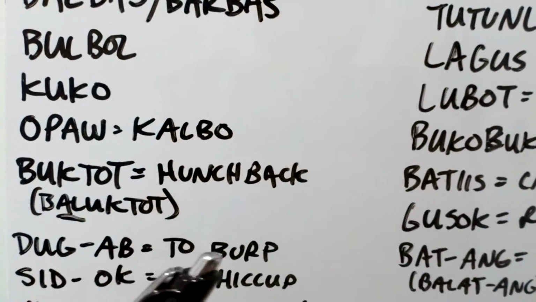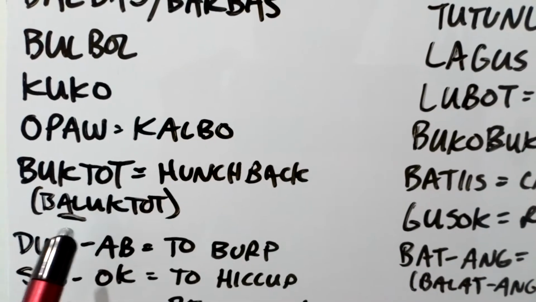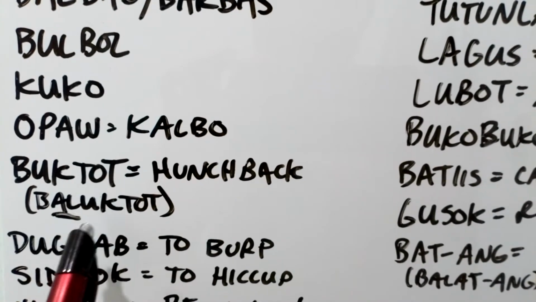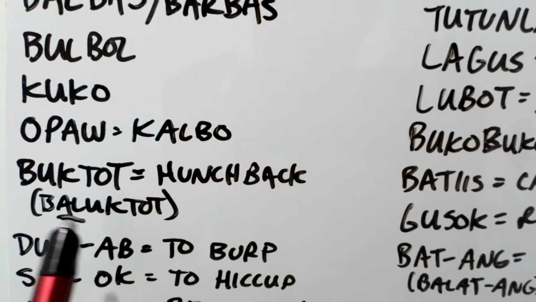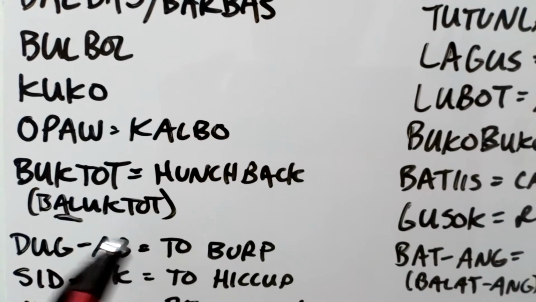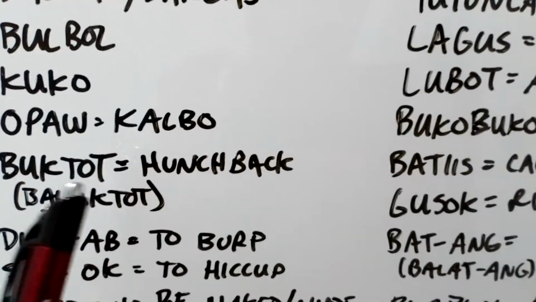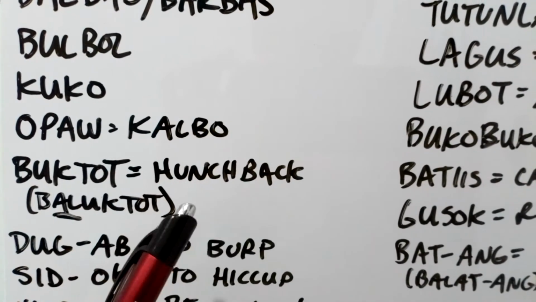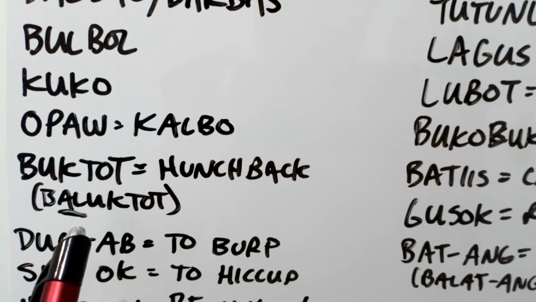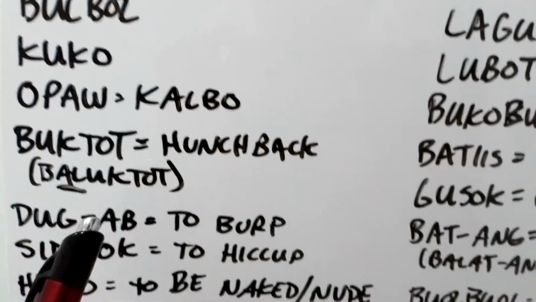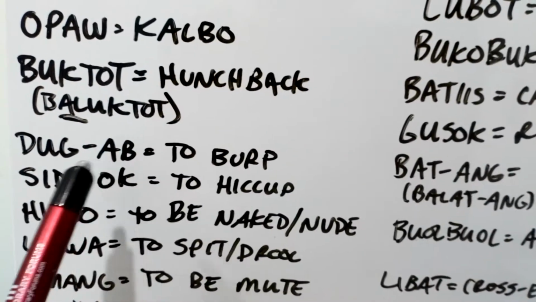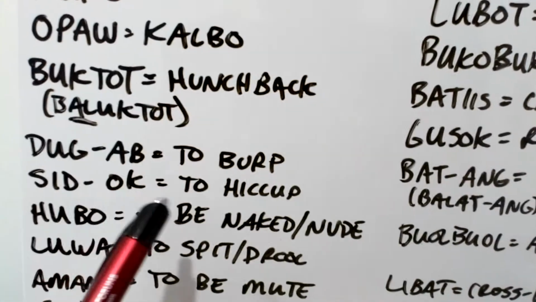Buktot means hunchback, right? But in the standard dialect, it's baluktot, right? I will be explaining more about this al and la infix soon. This is going to be a little more advanced with the al and the la infixes. So baluktot is hunchback. You have a hunchback when you're old or something like that, or a shrimp with a hunchback, right?